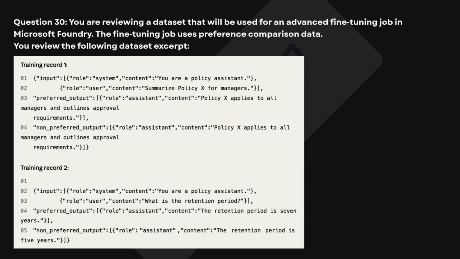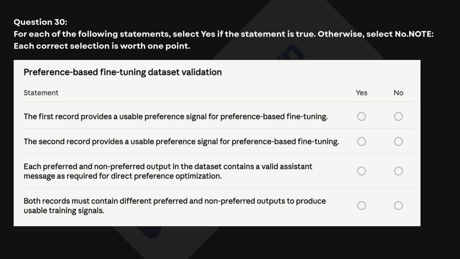Training record 2. Input: You are a policy assistant. User says, what is the retention period? Preferred output: The retention period is 7 years. Non-preferred output: The retention period is 5 years. For each of the following statements, select yes if the statement is true. Otherwise, select no. Note: each correct selection is worth 1 point.